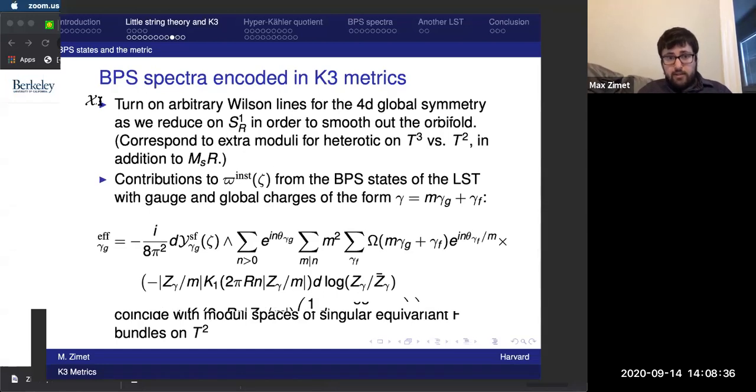Okay, this is just emphasizing what I was saying before, that even though we're studying some orbifold in F theory, we're going to turn on those real mass parameters in order to study smooth K3 surfaces. So our counting problem involves nice flat things, but nevertheless, we're going to get smooth, interesting K3 metrics.